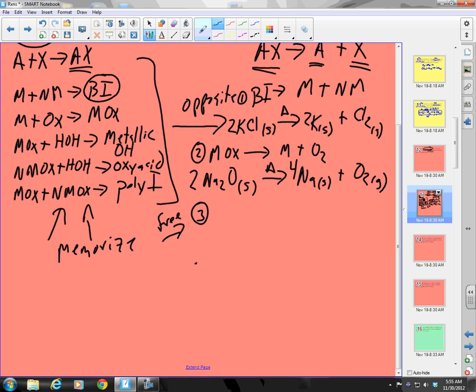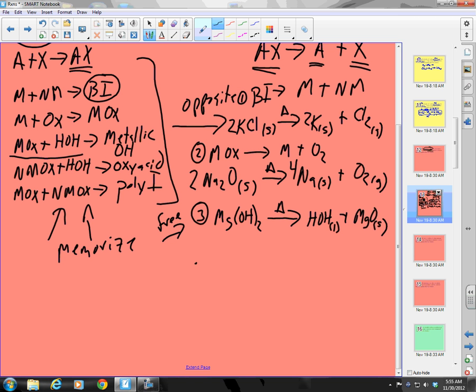Number 3, we can have a metal hydroxide. How about magnesium hydroxide? And it's going to be heated. What's going to happen? Well, it's going to break apart into water, HOH liquid, plus my metal oxide. How about magnesium oxide? Cool. Is that balanced? 1, 2, 1, 2, 1, 2. Yeah, piece of cake.